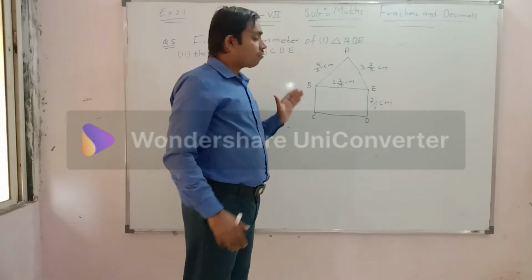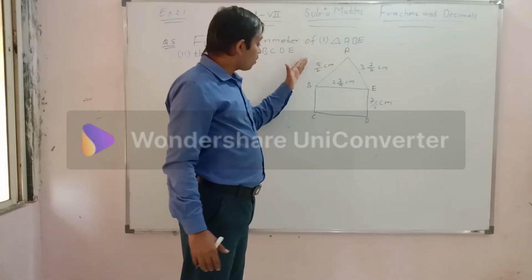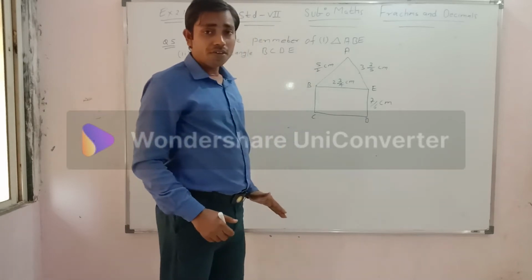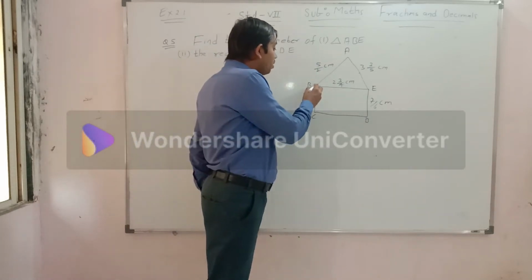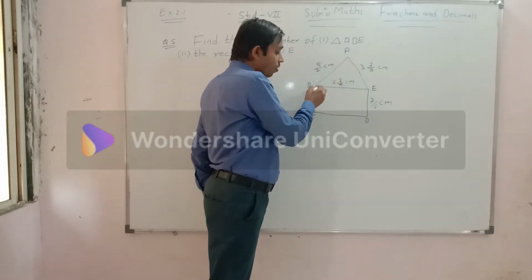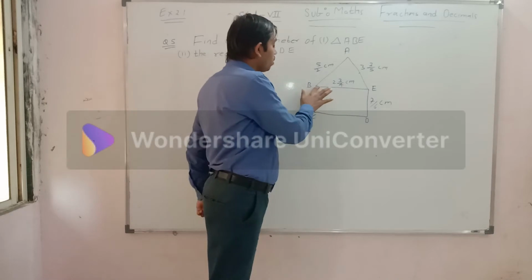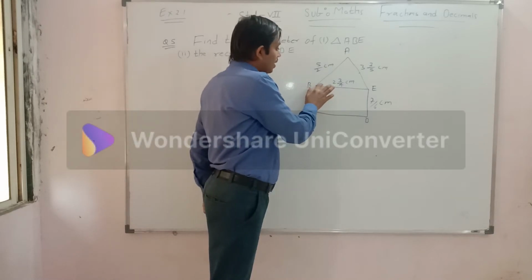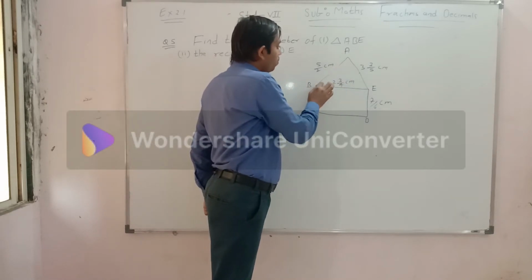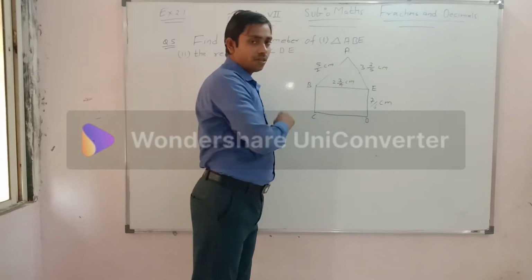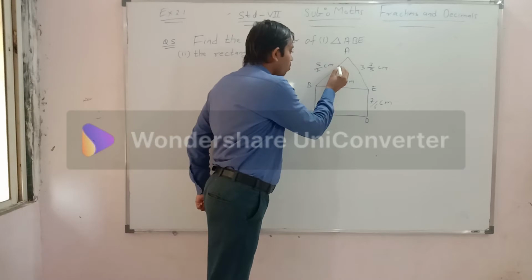Here we have to find the perimeter of this given closed shape. Why is it called a closed shape, my dear students? Because when you start from here, you will come back to the same point. So there is a path: you can go from B to A, then from A to E, and again you can come back to B. And that is why it is called a closed shape.